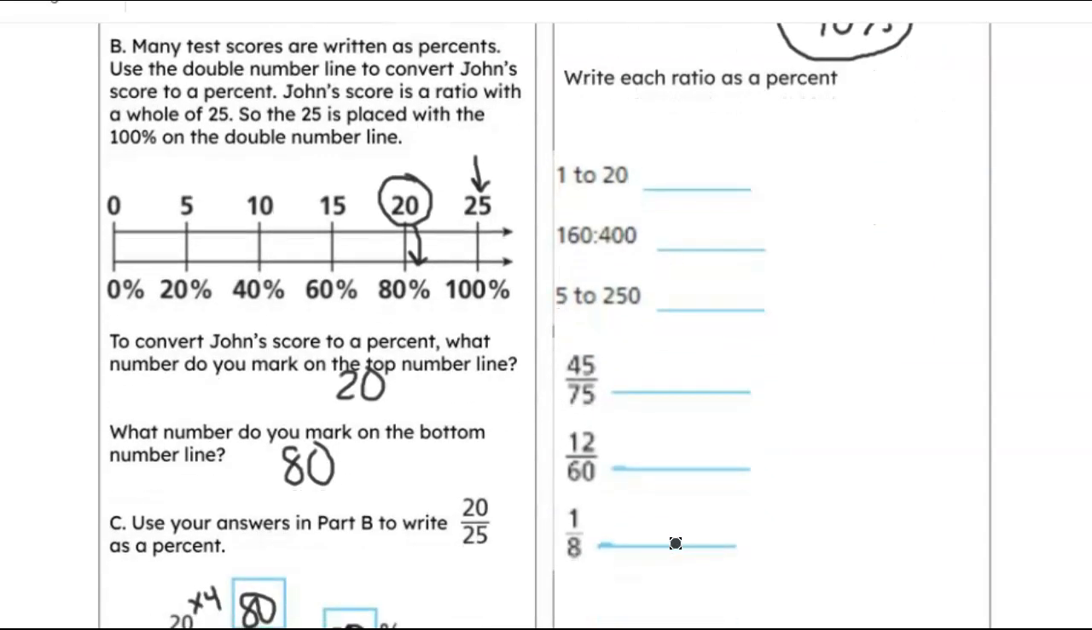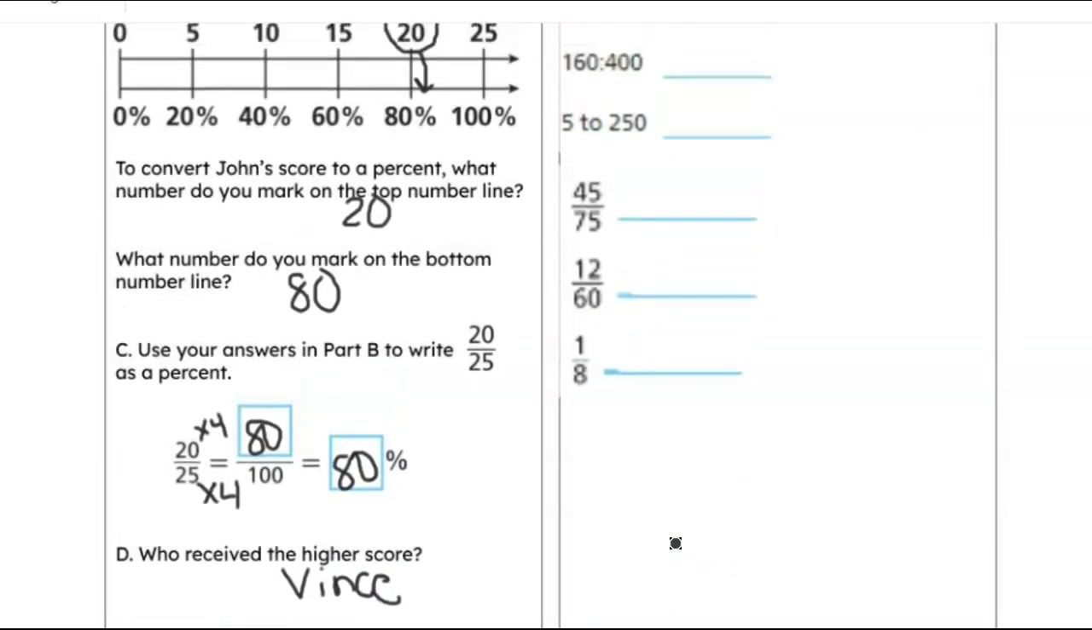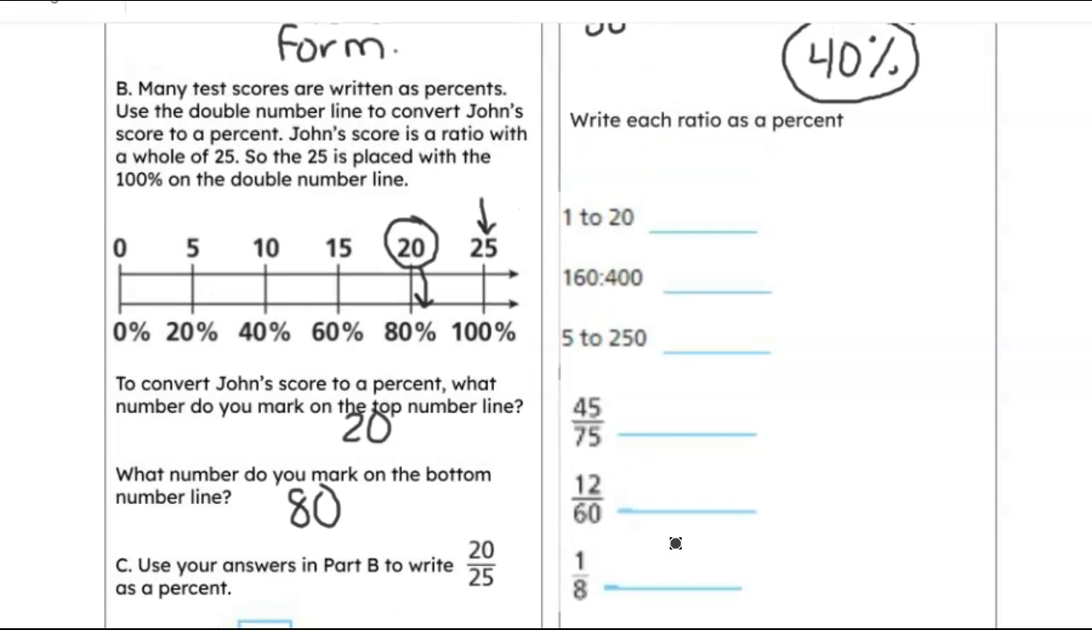Our next ones, we're going to write each of these as a percent. There's some extra room down on the bottom, so if you need to use that, make sure you do that. This first one, I'm going to rewrite it right here. We have 1 over 20, and percents are out of 100. So that's why I put 100 over here. 20 times 5 is 100. 1 times 5 is 5. 5 is sitting over 100, so we have 5%.